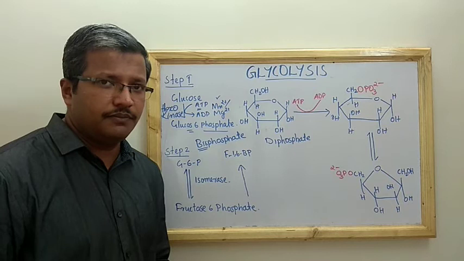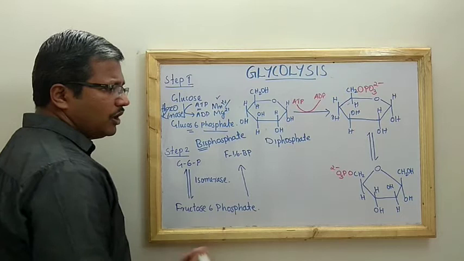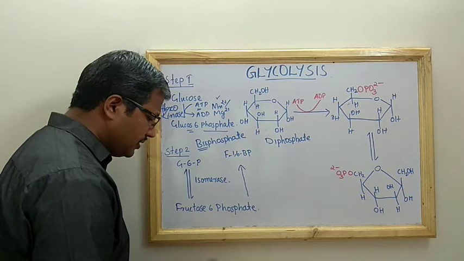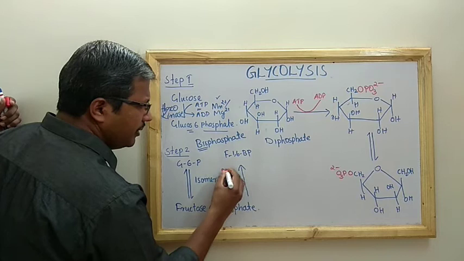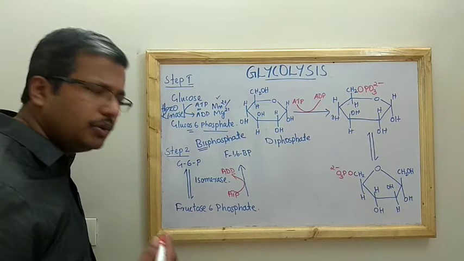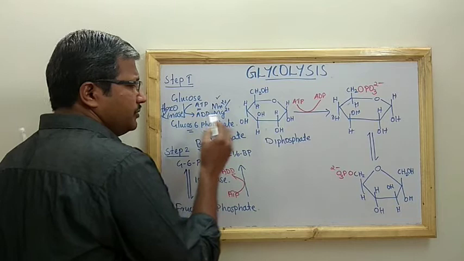Clear? Now, let us see the structure. So, one more phosphate group is added. So, we didn't do that conversion. So, we have to mention the ATP hydrolysis into ADP. So, ATP is converted into ADP. And the same Mn2+ or Mg2+ is required.